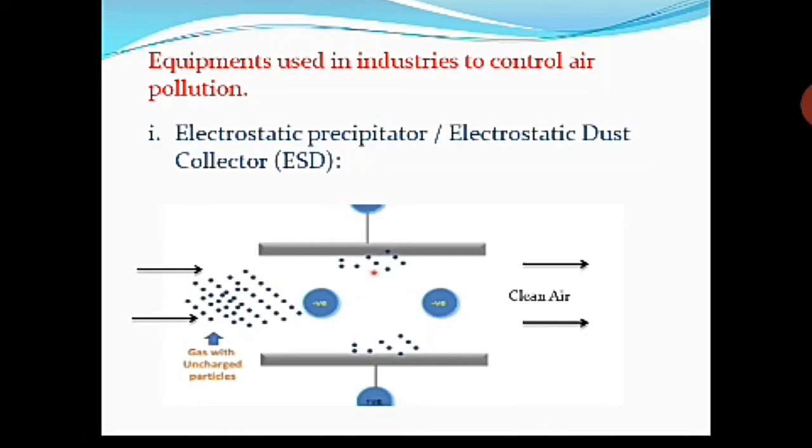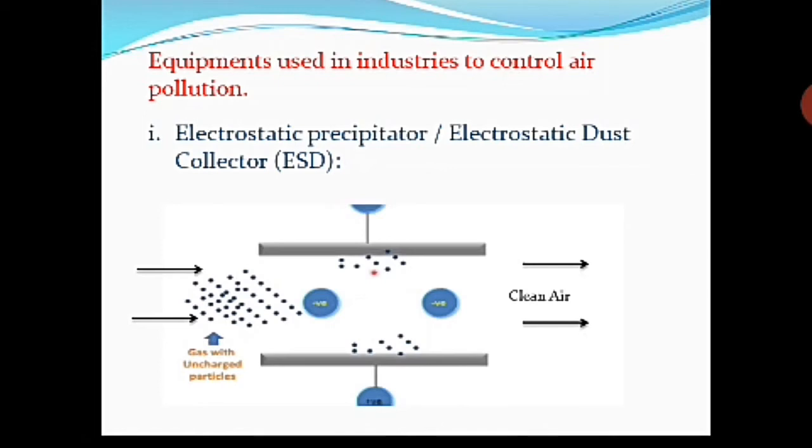As the particles get ionized, the positive and negative electrodes are used, and the positively and negatively charged particles or ions will move towards the respective electrodes, get discharged, and fall down. So that is the method of collecting suspended particles by an electrostatic dust collector, ESD, or electrostatic precipitator, while the clean air passes through it.